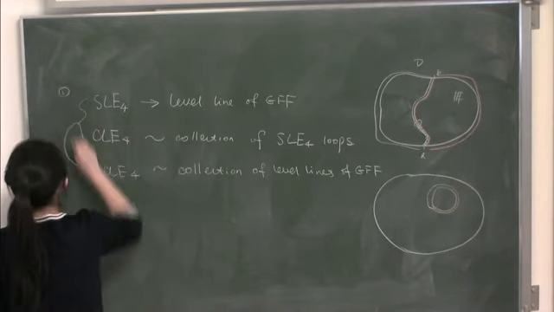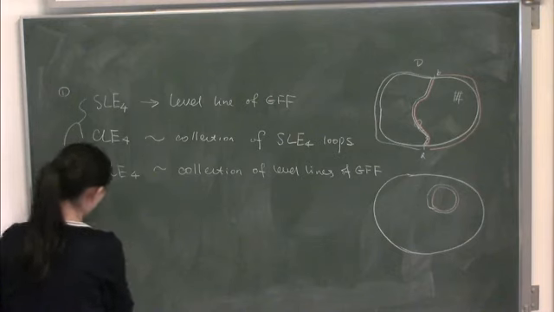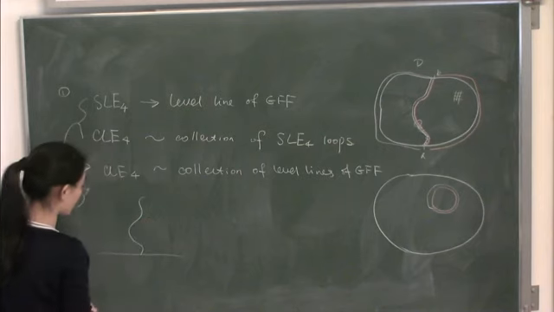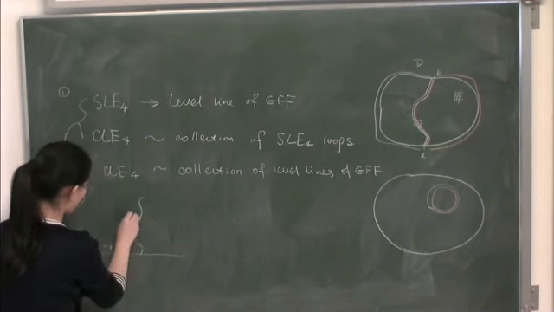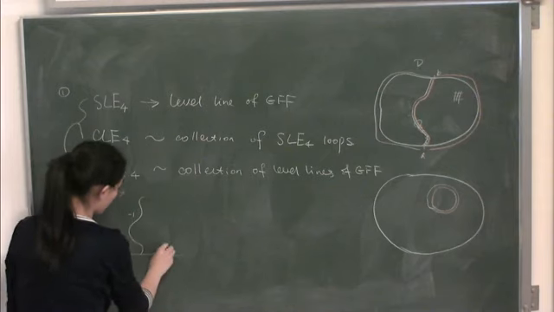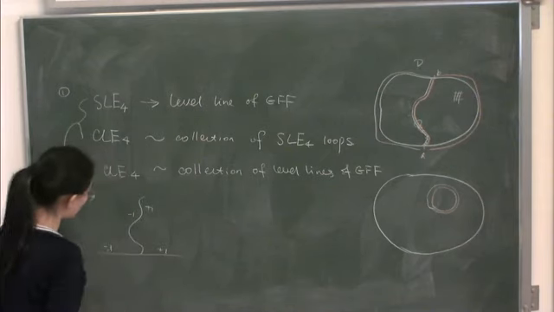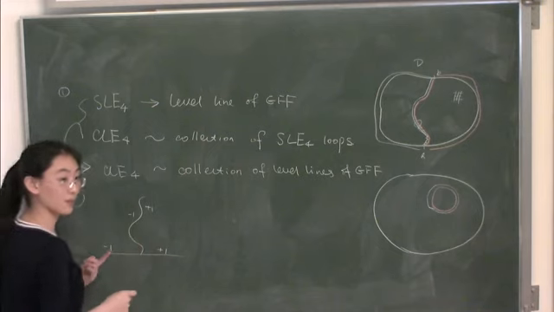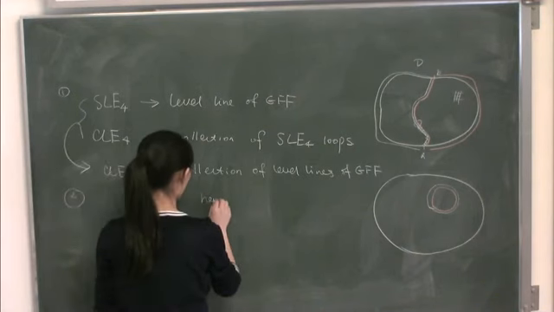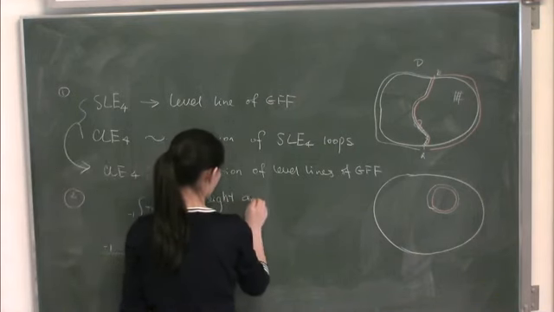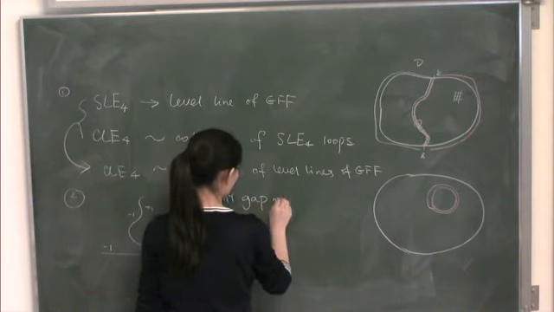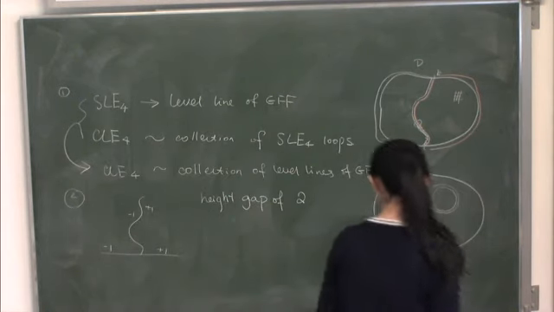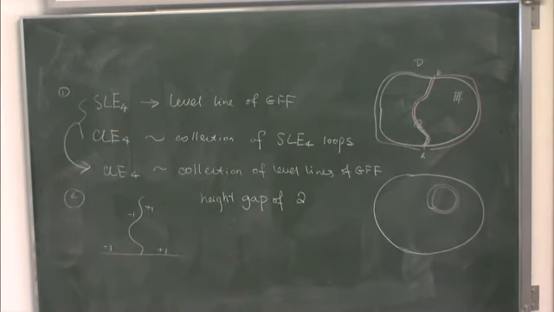The second observation is, when we construct the level line of the Gaussian free field, we first run an SLE4 curve. To the left, the mean height is -1. To the right, the mean height is +1. So to the two sides of this curve, there is a height gap of 2. Those are just the two observations from the previous introduction.